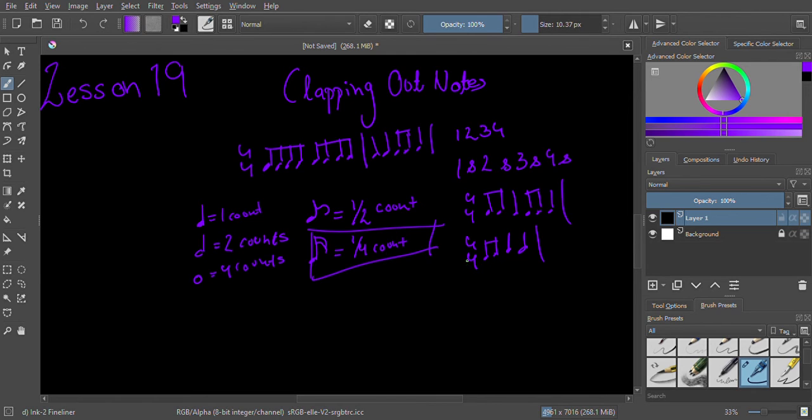Ready? 1 and 2 and 3 and 4 and 1 and 2 and 3 and 4 and. That's once again 1 and 2 and 3 and 4 and. Remember this, the half note is worth exactly two counts, and 3 and plus 4 and is two counts. So yeah, this is how it works.